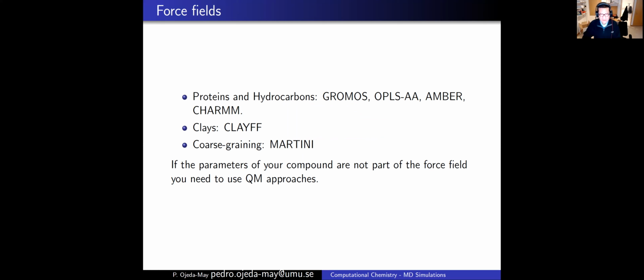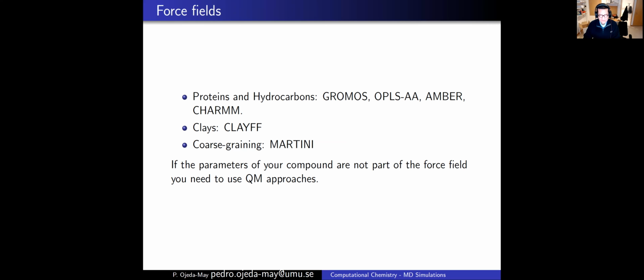If the parameters, this is very important. So if you are considering some system that was well studied previously, and the parameters for your system are known, then there is no problem. You can use your force field as it is. But in most of the new or realistic systems, you will need to add something or some more information into the parameters.